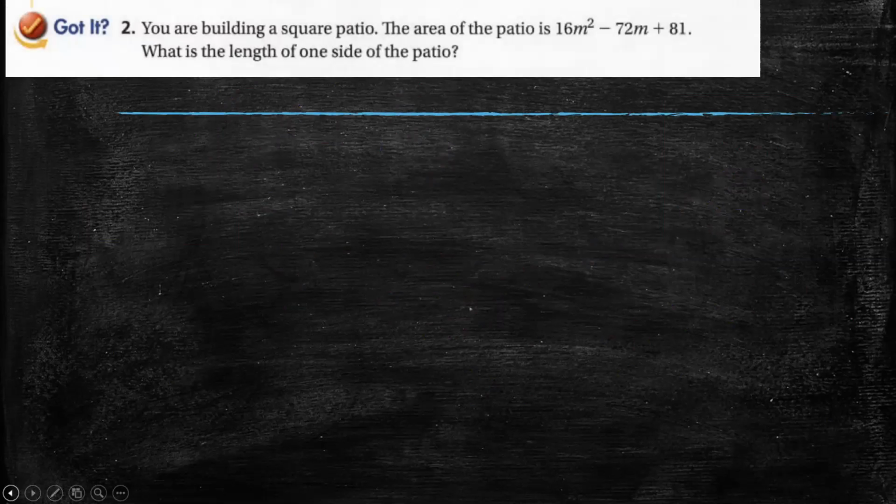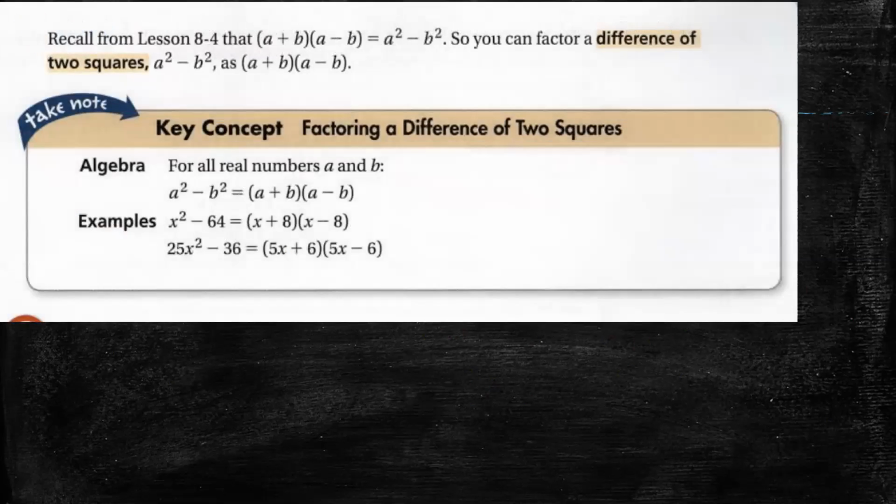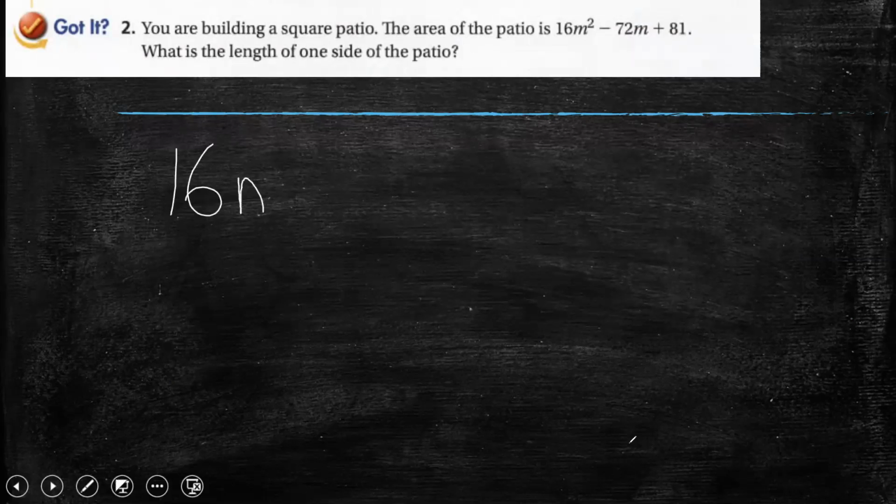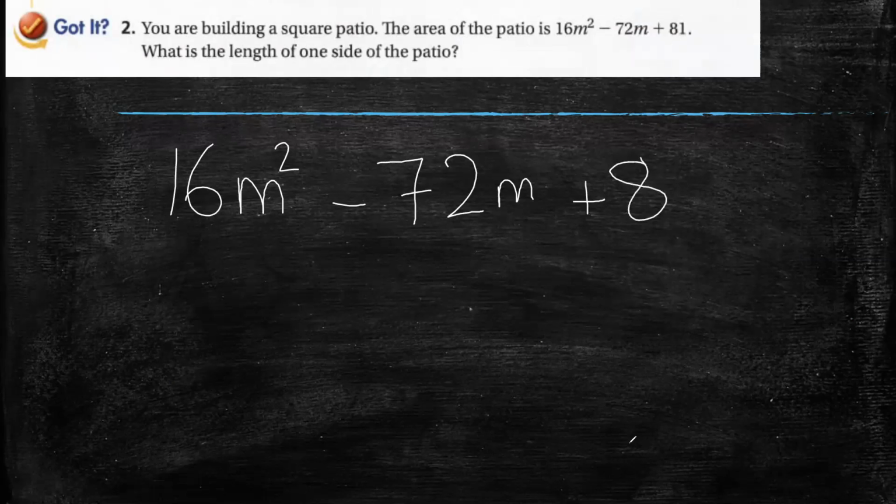Now, let's do this one here. You are building a square patio. The area of the patio is 16 meters squared minus 72 meters plus 81. What is the length of one side of the patio? We have the same. They told me that it's a square. A square reminds me of a perfect square trinomial. So I must write them as 16m squared minus 72m plus 81.